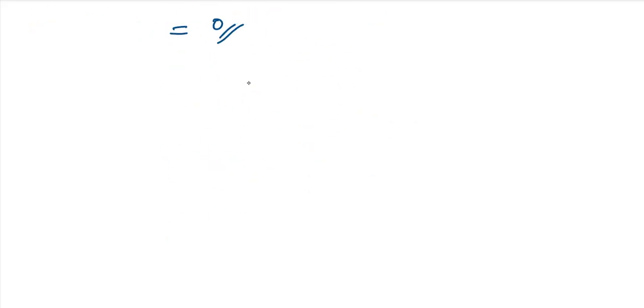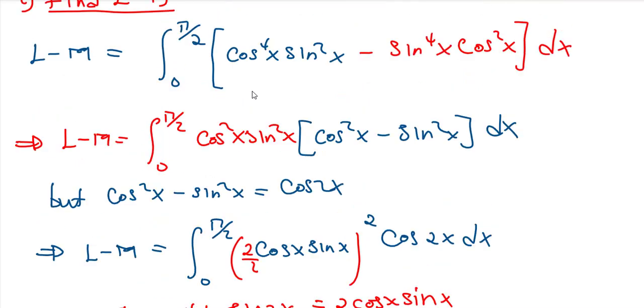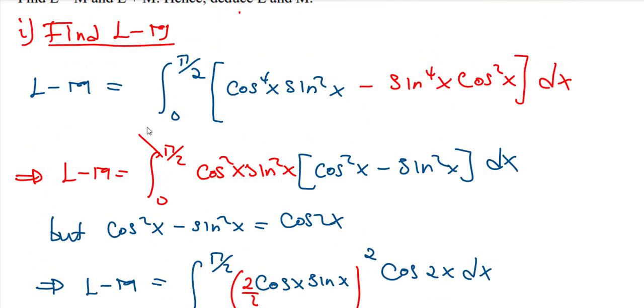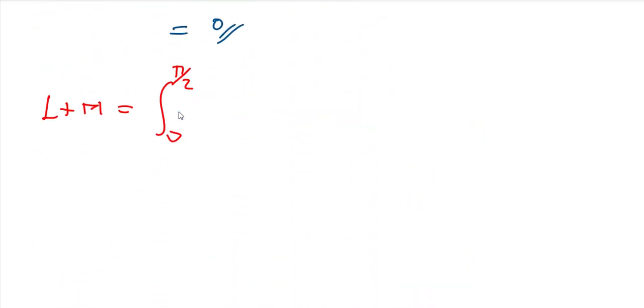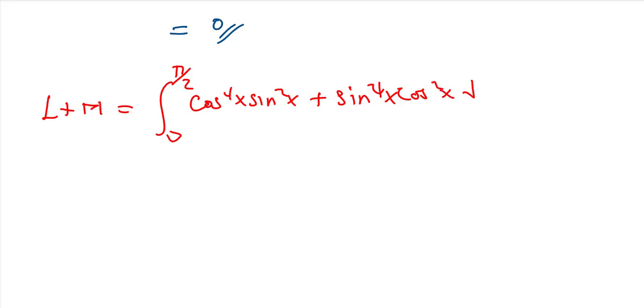Now let's verify L plus M. L plus M will simply be the same procedure, the integral from 0 to pi on 2 of what we saw. It will be exactly this, but what will change is simply the sign. So it's going to be cos to the 4 sine squared x plus sine to the power 4x cos squared x dx.